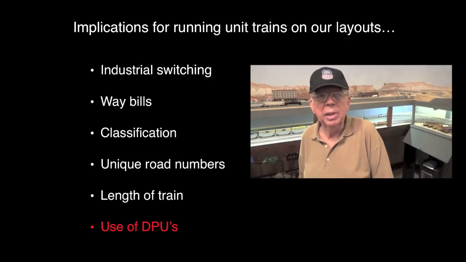Real unit trains typically run with distributed power units, or DPUs. I discussed DPUs in a recent video. DPUs on a layout look very prototypical, but they must be speed matched very well, or they might push and shove the cars right off the tracks. And speed matching is no fun. So I mostly run multiple units at the head of my trains.